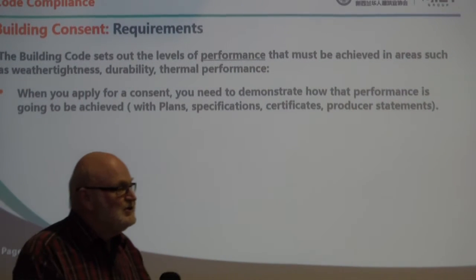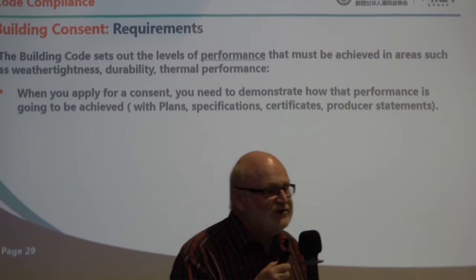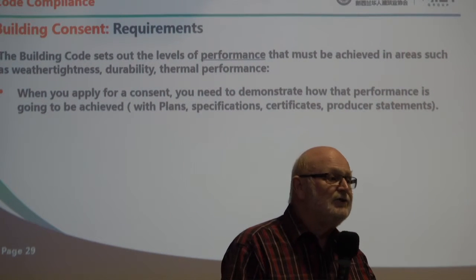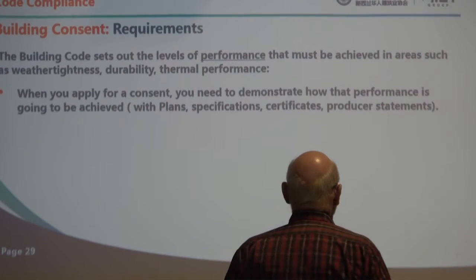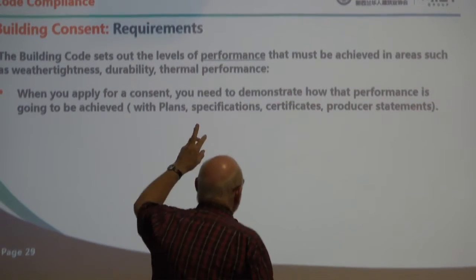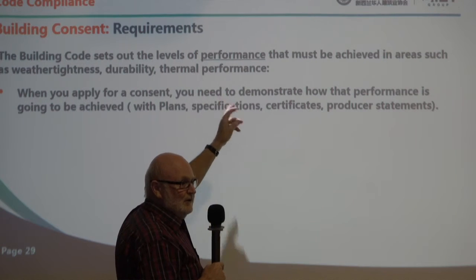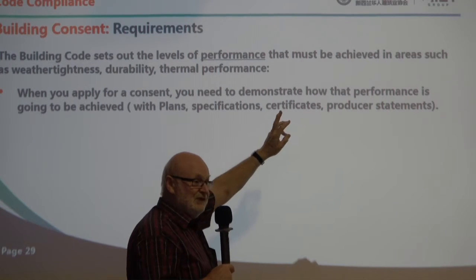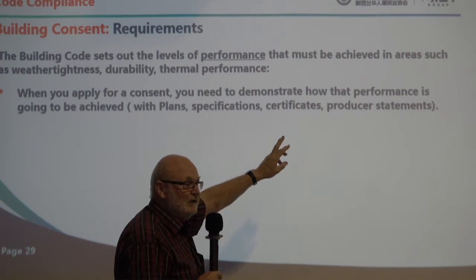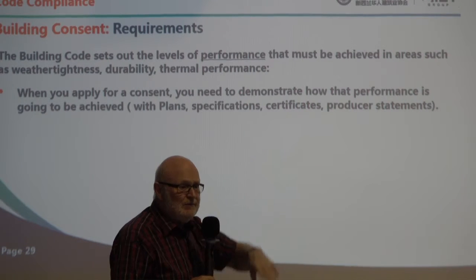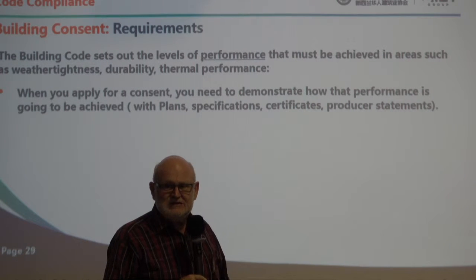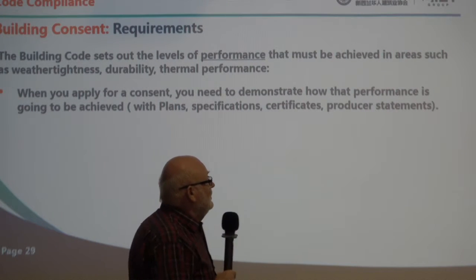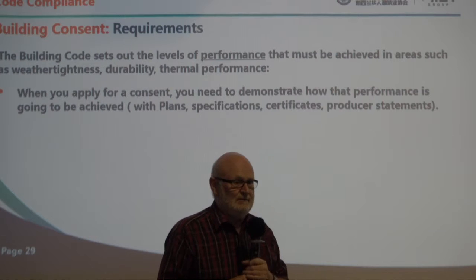When you make an application to the council, you have to show them how you're going to meet the building code. And how do you do that? You do that with plans, drawings. You do that with specifications, describing the work. You do it with certificates, a whole lot of certificates, from the various manufacturers, outlining the performance of their material that they're supplying, and producer statements.